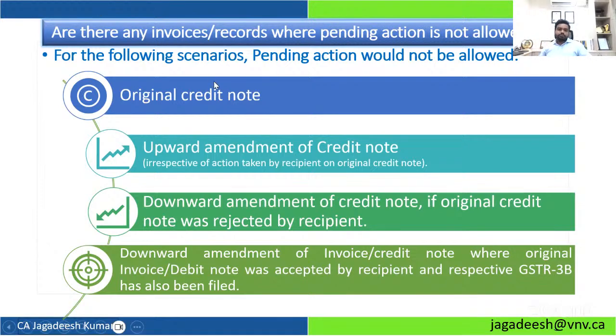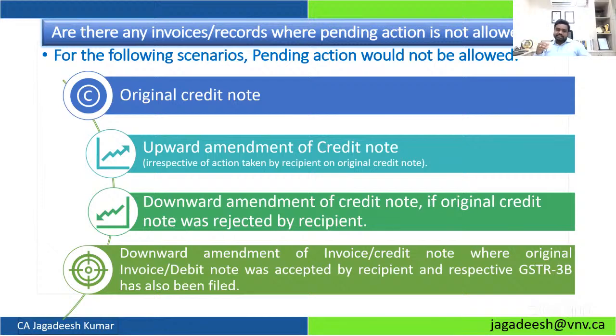Original credit note. In case of an original credit note reported by my supplier, I have an option to accept or reject. There will be no option to opt for pending. If I accept, my input tax credit will get reduced. If I reject it, what will happen? My supplier is reducing his liability by reporting the credit note, but here I am not reducing the liability. If I reject it, there will be a loss to the government, right?